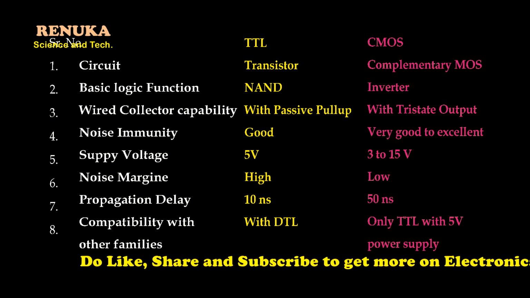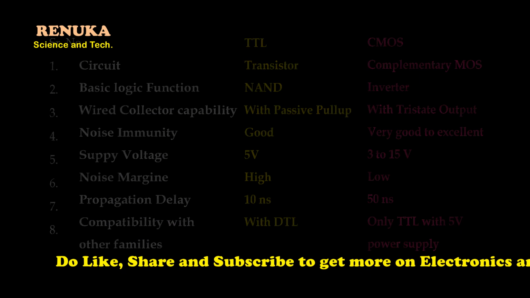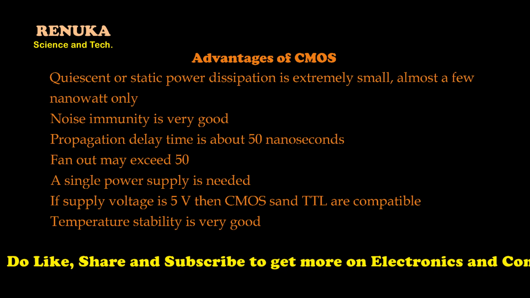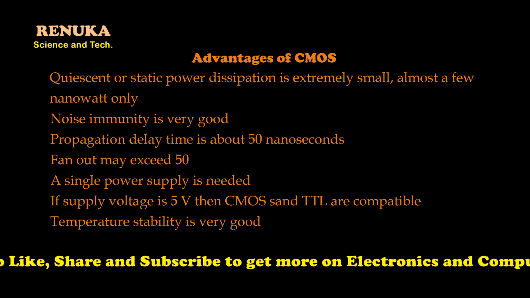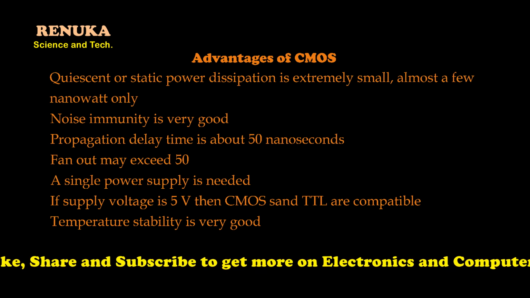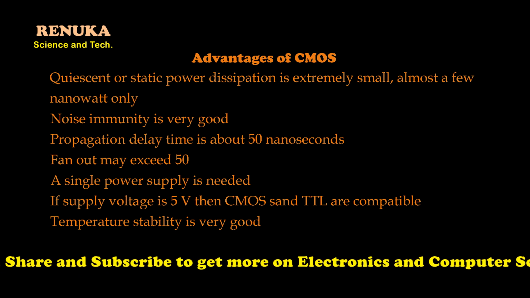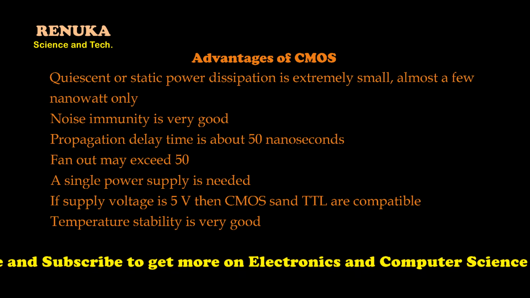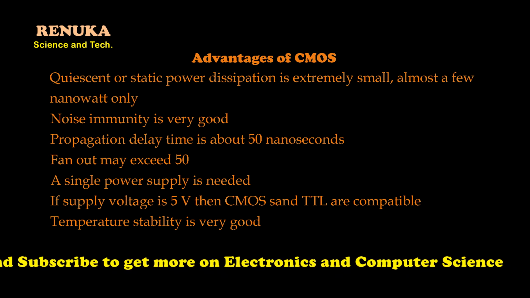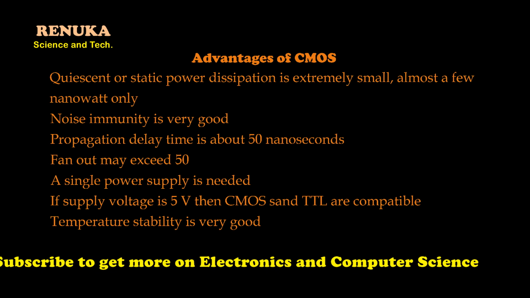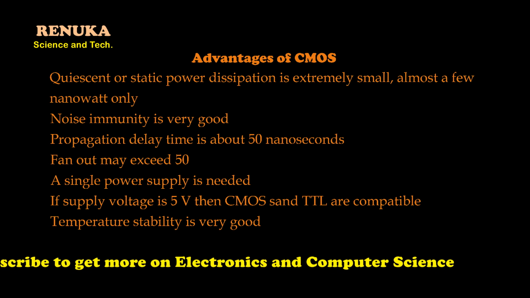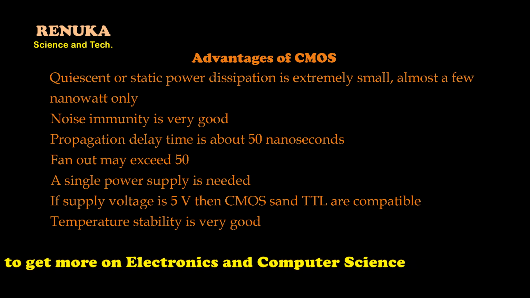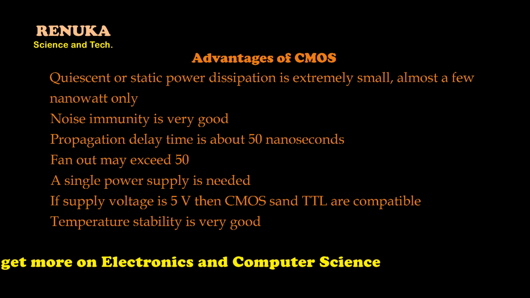Along with this, there are certain advantages of CMOS. The first advantage is that the quiescent and static power dissipation is very small in case of CMOS, almost a few nanowatts only. The noise immunity of CMOS is very good. The propagation delay time is about 50 nanoseconds, and fan out may exceed up to 50. See the value of fan out. That means 50 gates can be connected at the output. So high fan out is there in case of CMOS.